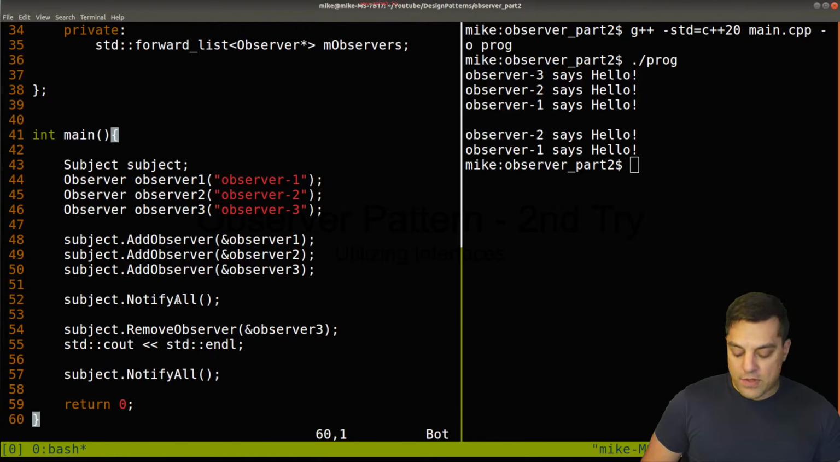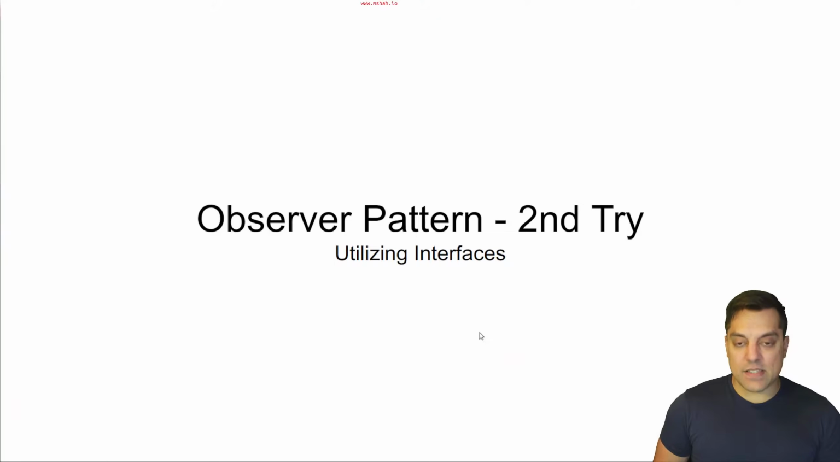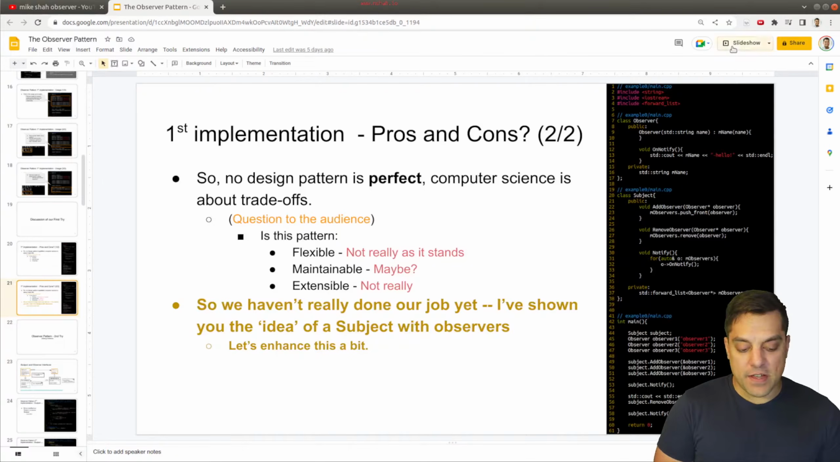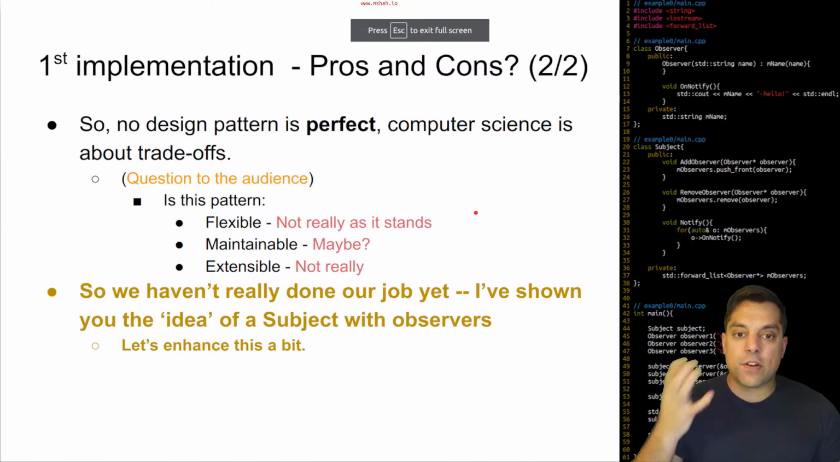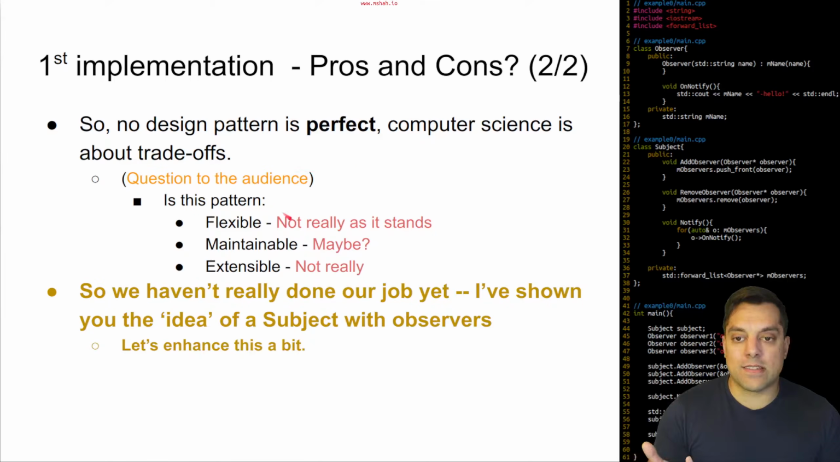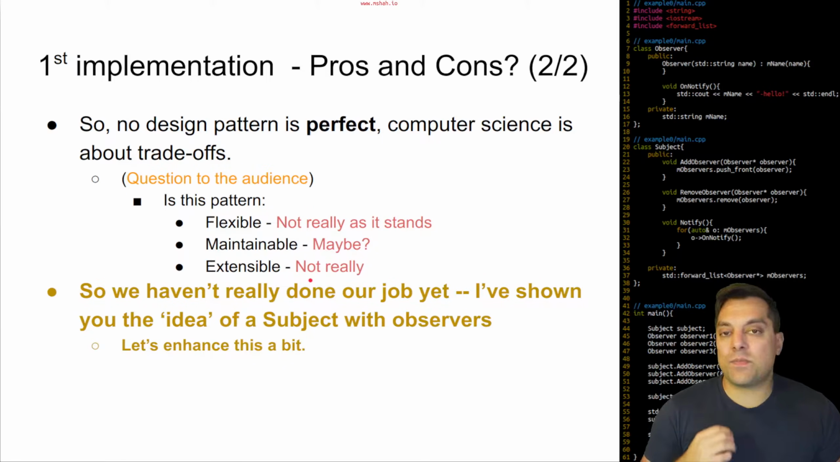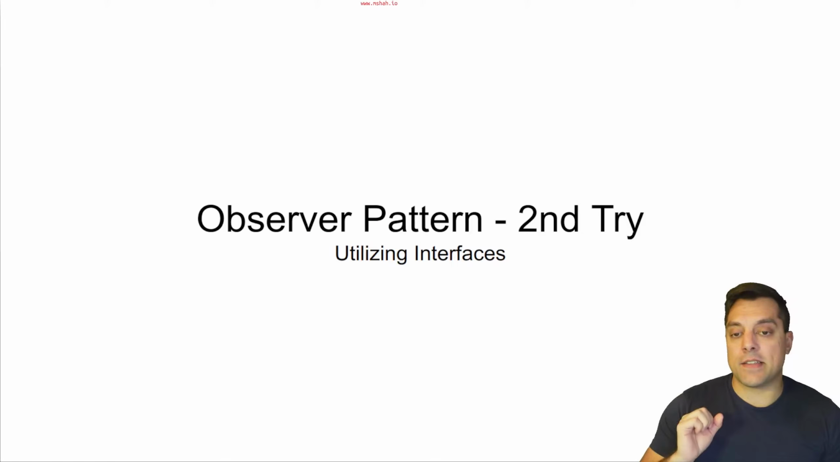Where we left off, we summarized that this first iteration of our pattern had some pros and cons. It's not really flexible. Maybe it's maintainable if this was the intent and you don't want other subscribers or publishers, another way to call this observer and subject pattern. And was it extensible? Not really. If I wanted to create more observers and subjects, I have to create those different classes. So what we want to do is improve on this in our second implementation.